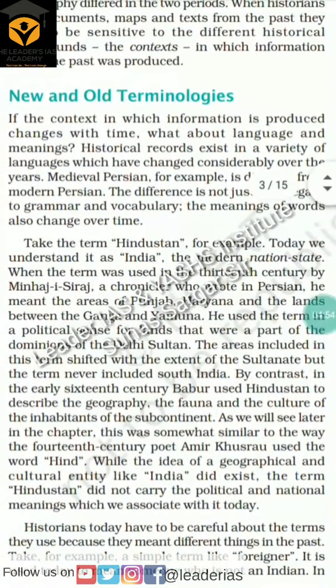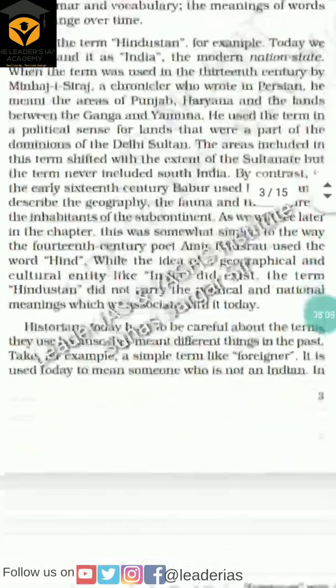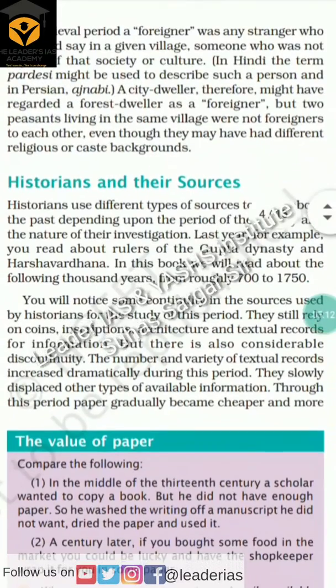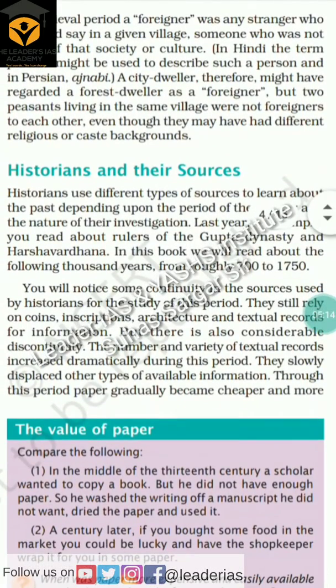Historians today have to be careful about the terms they use because they meant different things in the past. Take for example a simple term like foreigner. It is used today to mean someone who is not an Indian. In the medieval period, a foreigner was any stranger who appeared, say, in a given village, someone who was not a part of that society or culture.